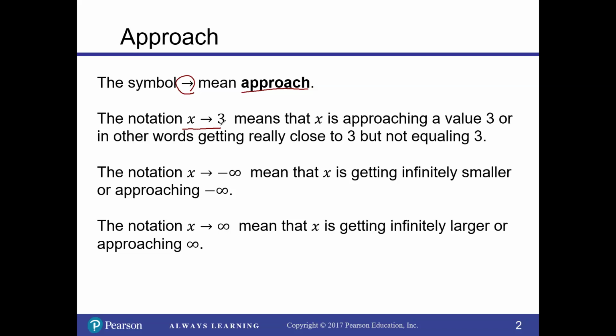The notation that x approaches negative infinity means that your x values are getting infinitely smaller and smaller. The notation x goes to positive infinity means your x values are getting infinitely larger and larger. This doesn't always have to be x values. You can say a function is approaching something, or a y value is approaching something. Just anything that's a number approaching a value, or even an expression or an equation approaching a particular number.